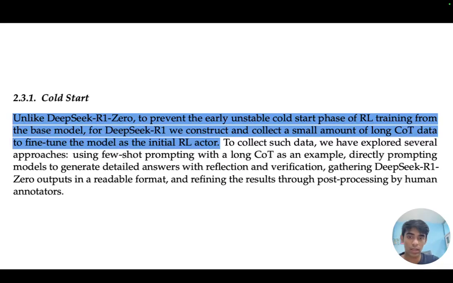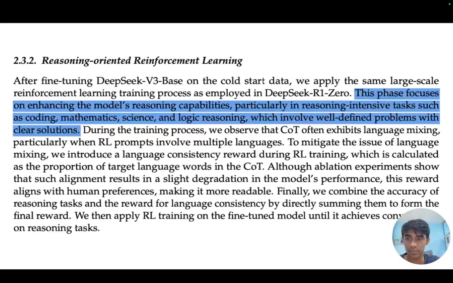Okay. Now, as I told you, they started with a cold start. There are going to be a lot of parts which I am taking from the paper itself. Unlike DeepSeek R1-Zero, to prevent the early unstable cold start phase of RL training, for DeepSeek R1 we construct and collect a small amount of long chain-of-thought data to fine-tune the model as the initial RL actor. So this is where you will start seeing that DeepSeek R1 is different from DeepSeek R1-Zero.